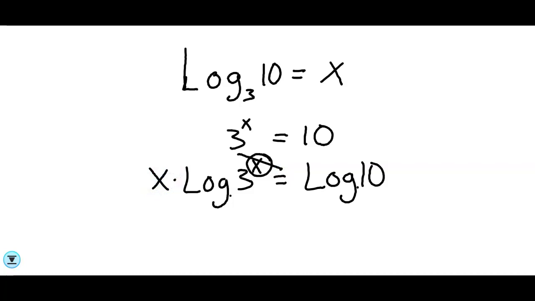And what can I do to get x by itself now? We could divide both sides by log 3, right?